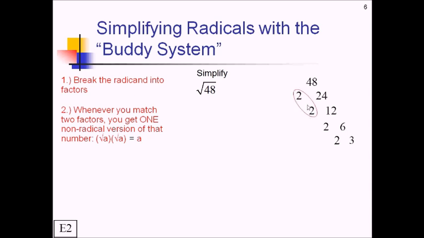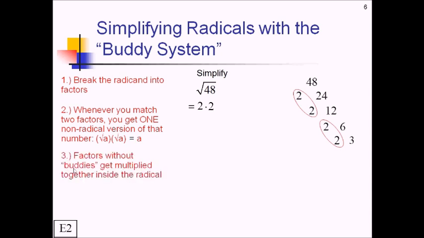Radical 2 times radical 2, that's just 2. We have another match of 2's here. That gives us another real 2 over here. And then any numbers that don't have buddies are just going to stay inside the radical and get multiplied together. So the only odd one out is this 3. So that's just going to be a radical 3. And then just multiply through. So again, we get the answer 4 radical 3.